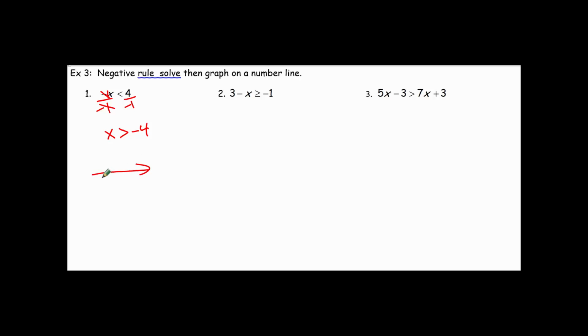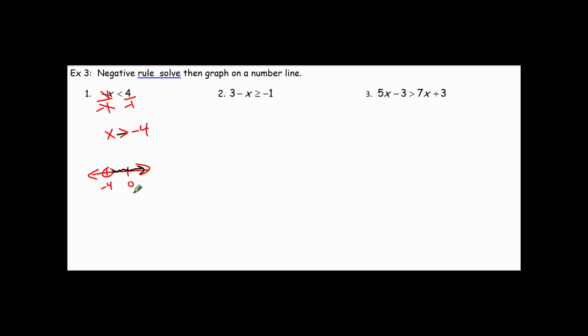So now when I go to graph it, I put my negative 4 on the left, my 0 on the right. It's an open circle because there's no equal to underneath it, and we're shading to the right because the arrow is now pointing to the right. It's also a greater than symbol, and the bigger numbers are on the right.